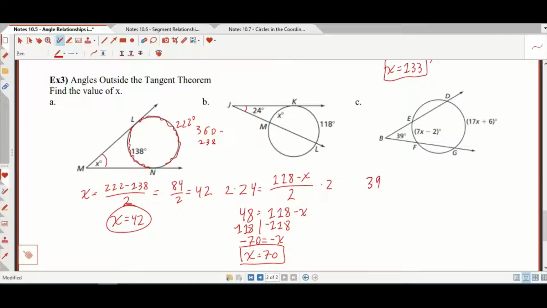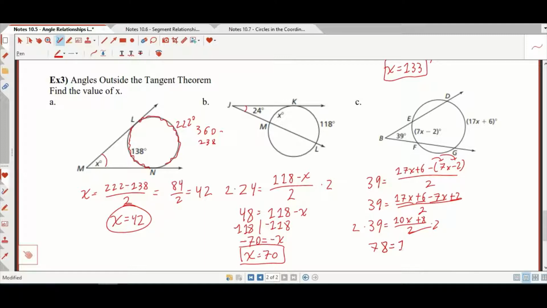That means that 39 is equal to the difference of these two, that is the big arc, 17x plus 6, take away the small arc, 7x minus 2, divided by 2. Distribute that minus sign. 39 equals 17x plus 6 minus 7x plus 2 over 2. 17x minus 7x is 10x, so 39 equals 10x plus 6 plus 2 is plus 8 over 2. Multiply both sides by 2. 78. I'm sensing a theme here.